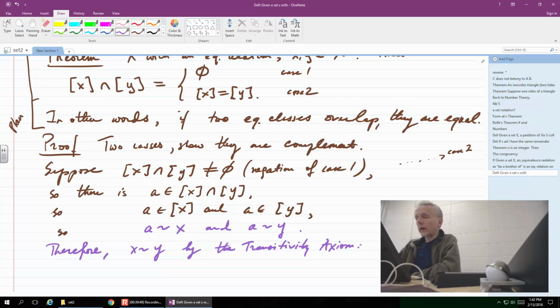Okay, so x is equivalent to y, which means that what? X belongs to the equivalence class of y, and y belongs to the equivalence class of x, right? So that certainly we can notice. So remember, what we're supposed to prove is this. That's what we would like to demonstrate.